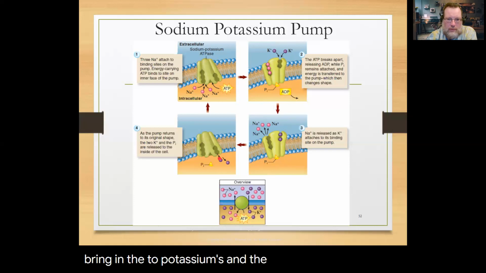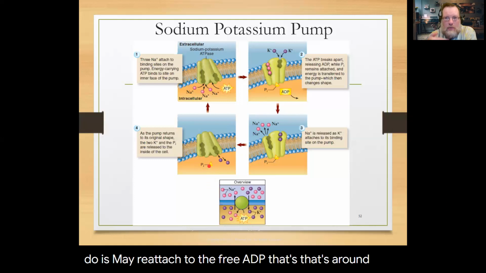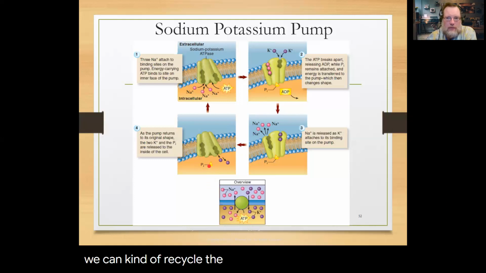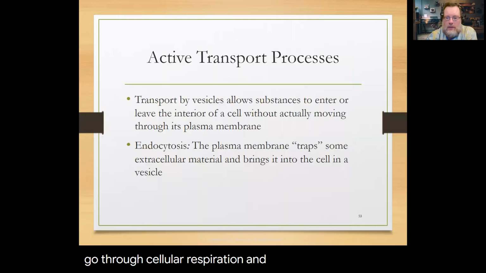And then once the potassiums are in, that phosphate is going to break off. And what it'll do is it may reattach to the free ADP that's around. So we can kind of recycle the ATP. The ADP and the P can be converted back into ATP. Or we have to rely on our mitochondria to have enough glucose and oxygen to go through cellular respiration and give us the amount of ATP that we need.